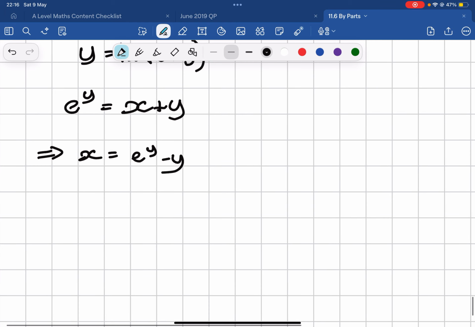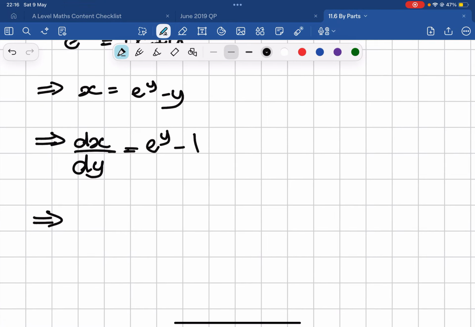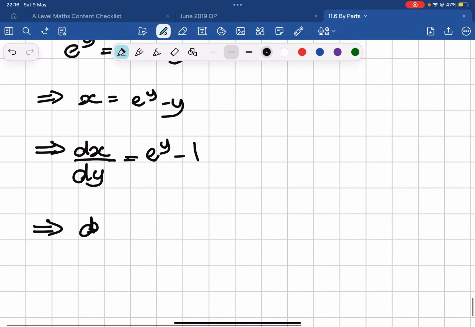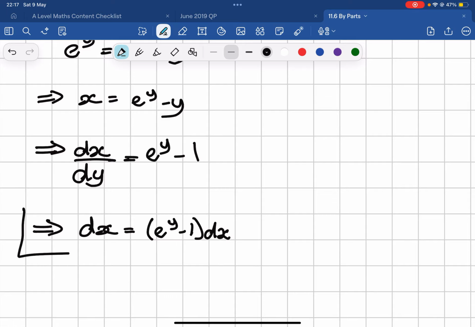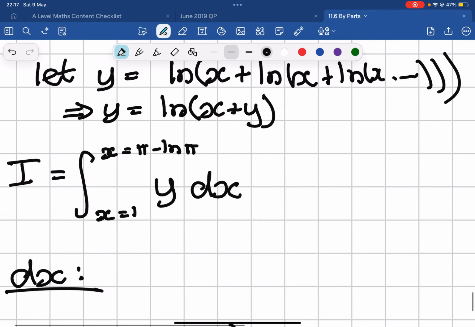So if you differentiate both sides, let's say with respect to y, dx over dy is now our left hand side. E to the y differentiates to e to the y, and minus y becomes minus 1, which is all good. So this becomes dx over dy. Now obviously we're after dx, so we can simply multiply through by dy, and we have dx equals e to the y minus 1 dy. So let's put a box around this. Alright, so if we go back to our integral, this is checked off.